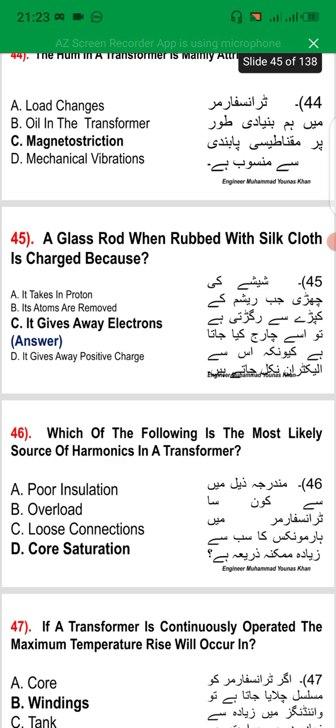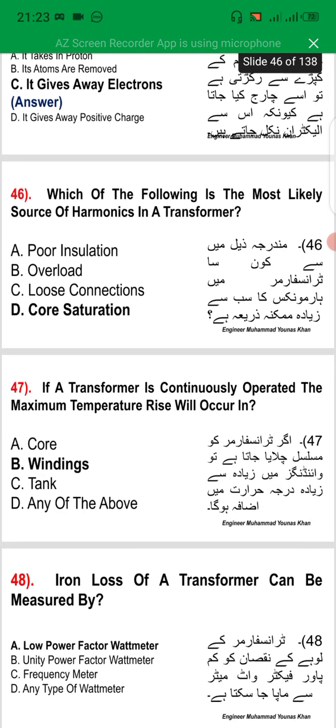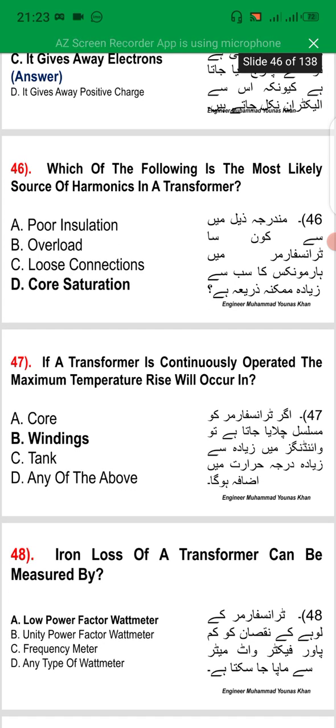Which of the following is the most likely source of harmonics in a transformer? Core saturation. If a transformer is continuously operated, the maximum temperature rise will occur in windings. Iron loss of a transformer can be measured by low power factor wattmeter.